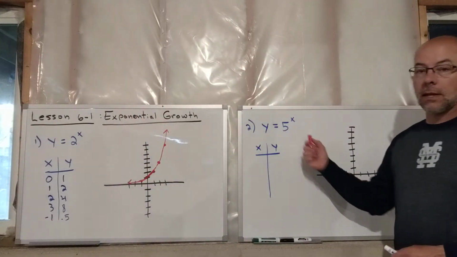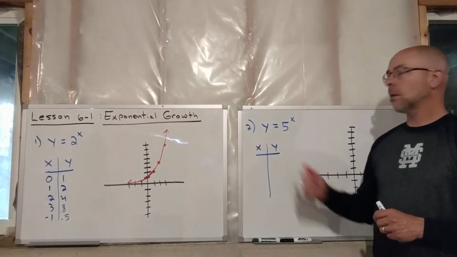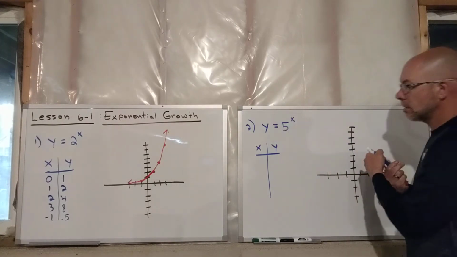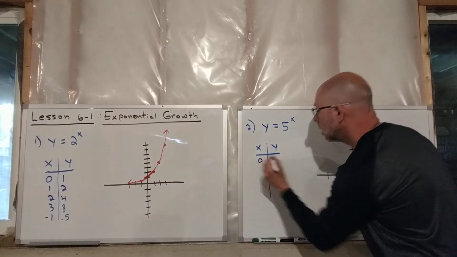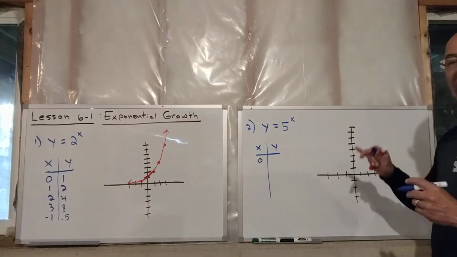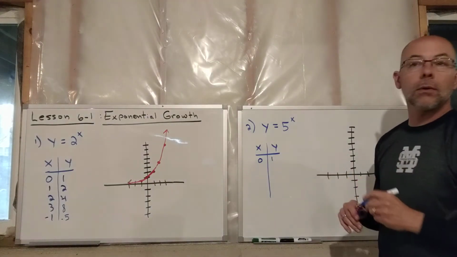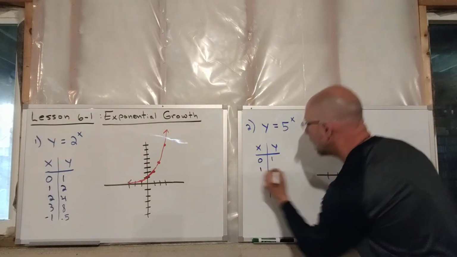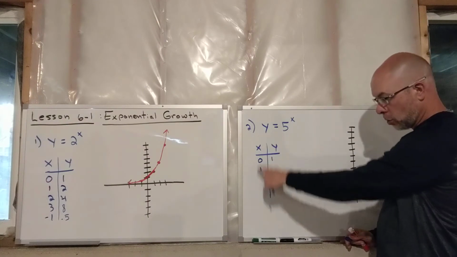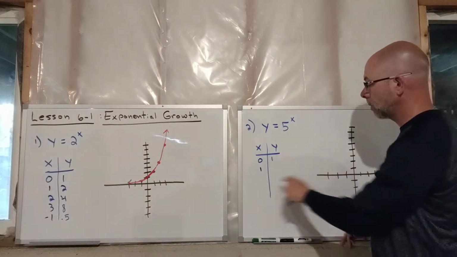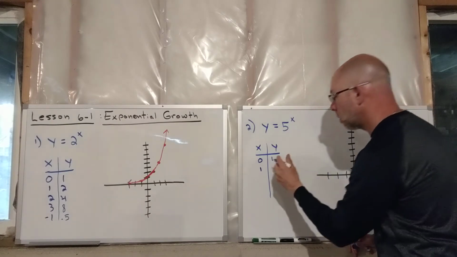Let's do that with this example. Now this example is going to have a different outcome. We've got y equals 5 to the x instead of 2 to the x. I'll start with 0. Anything to the 0 power is 1, meaning 5 to the 0 power is 1. I'll go to 1 next. Remember, we choose the x's, we put them right there for the exponent. That's what makes them exponential. 5 to the first power.